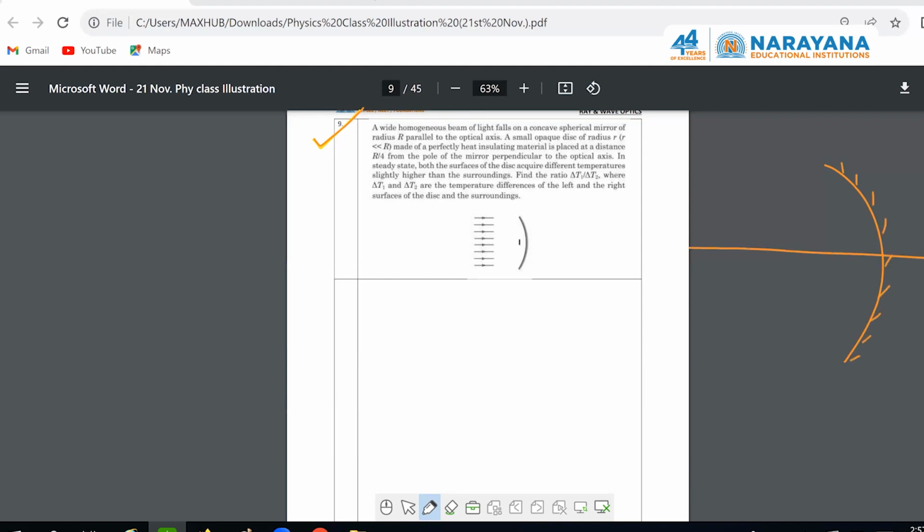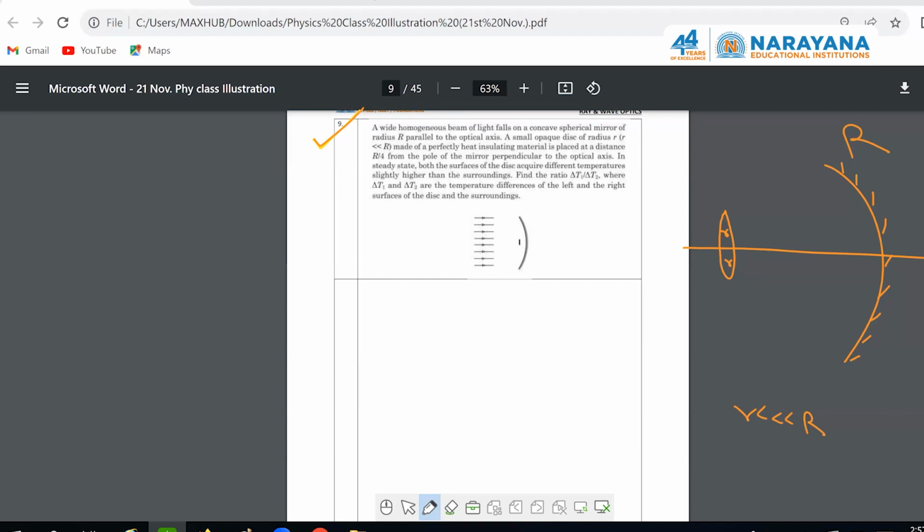Concave mirror is placed here. And now there is a cylindrical beam which is bombarded on the concave spherical mirror of radius r parallel to the optical axis, right? Parallel to the optical axis. Now what we are doing is, you put an opaque disc somewhere here. You put an opaque disc of a small radius r. Remember, the radius of curvature of this guy is capital R. His radius is small r, and small r is small in comparison to capital R. Let's read what is the question now.